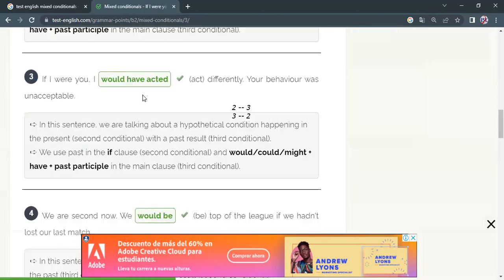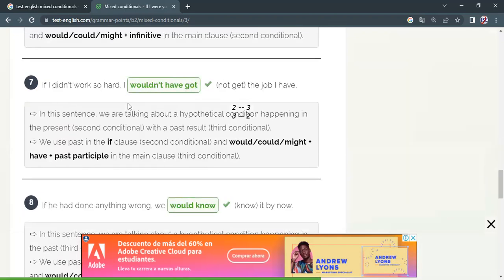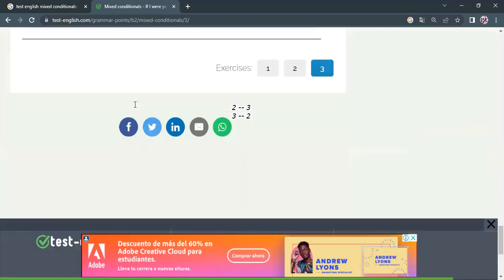Perfect. You got it. Incredible. It's not incredible. It's a matter of practice. So next week, we're going to keep on practicing mixed conditionals before we proceed to the next topic, okay?